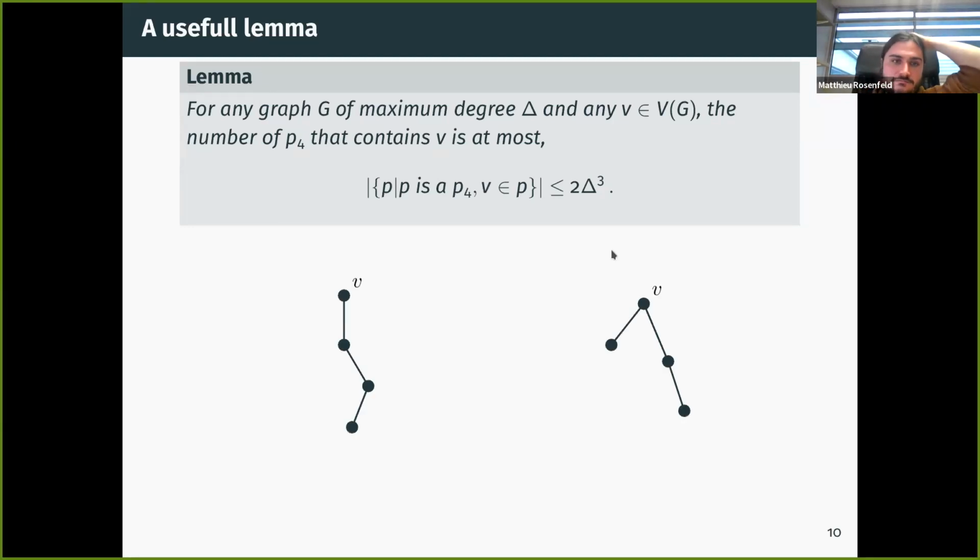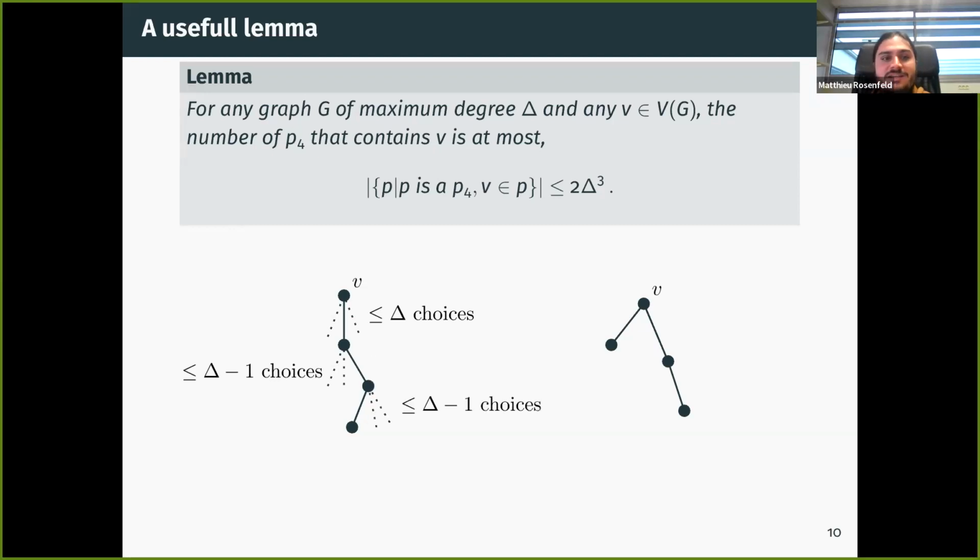Well, we can look at this. Basically, the vertex V is either the first vertex of the P4 or the second vertex of the P4, by the symmetries that I've just said I'm going to use. And then when you fix this, how many ways do you have to choose the second vertex? Well, only delta ways, right? Because the degree is at most delta. Now, how many ways do you have to choose the third vertex? Delta minus 1 possibilities, right? Because one vertex is already used and the degree is at most delta. Same thing for the last vertex, which means that you have less than delta cubed choices.